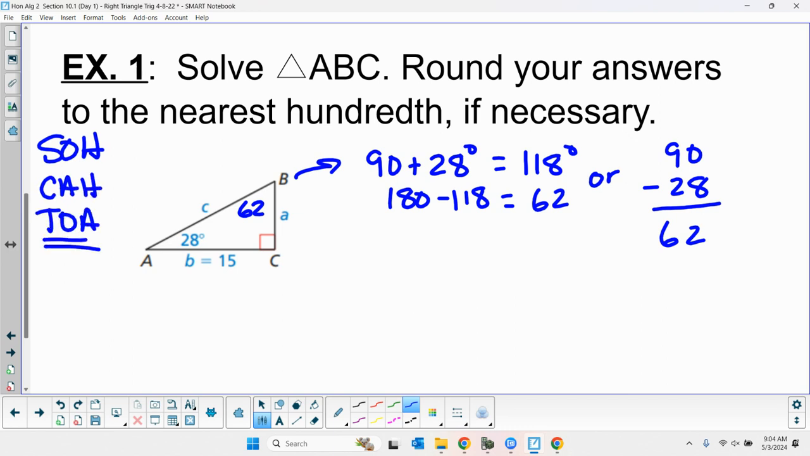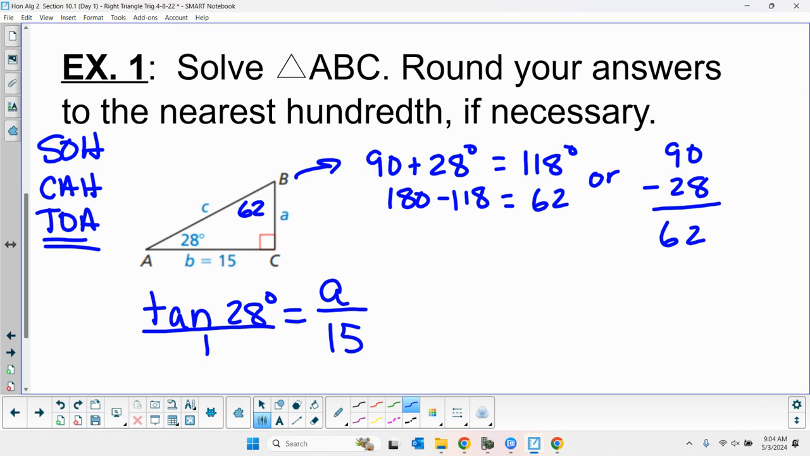That one, right? Remember, SOHCAHTOA? So we use tangent. Here's a little problem we have to do to figure out A. Tangent of 28 degrees equals A divided by 15. Opposite over adjacent. Now, how do I write that as a fraction? Put it over 1.